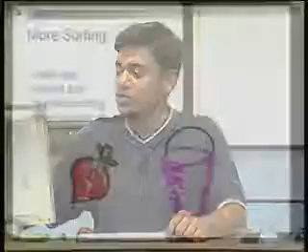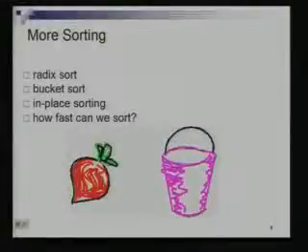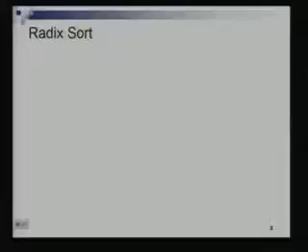Okay, we are going to see, and then we are going to finally look at how fast we can sort. Can we do better than what we've been discussing so far? Okay, so what's radix sort?